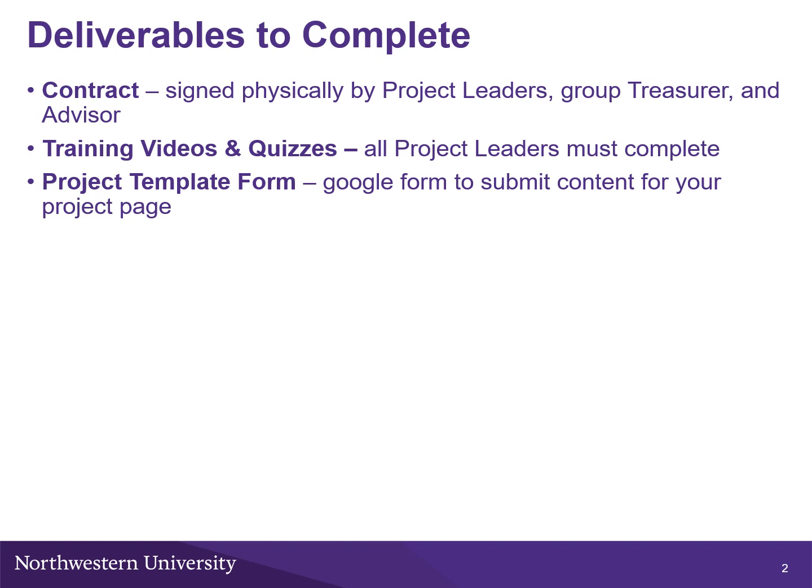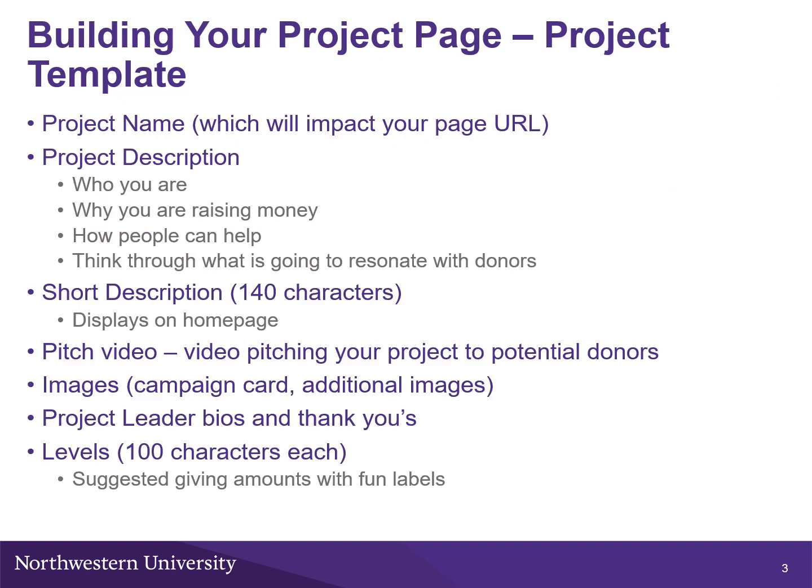The final deliverable is a project template form, which is a Google form you'll submit, which has all the content for your project page, which will then be reviewed by the staff liaison and a proofreader. Building your project page. So in the project template form, you will submit all the content for your page, which will then be reviewed. And the first thing you want to have is your project name. This will impact your page URL, so make sure to think about what you want your name to be.